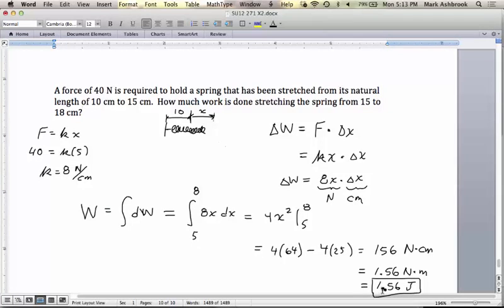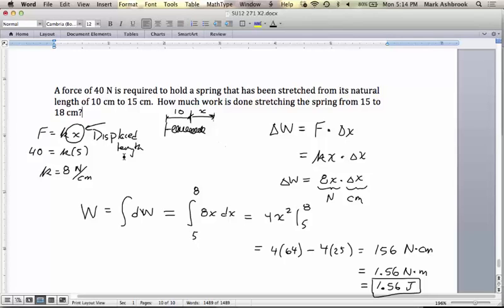How did you get the interval? It said we're stretching the spring from 15 to 18 centimeters long. So the whole spring is going to be 15 centimeters, and then 18 centimeters. But this x, like I said before, is the displaced length. So it's starting from a displaced length of 5 and then stretching to a displaced length of 8, because 10 is the natural length. That's what x represents: how much you're stretching it from its at-rest position.